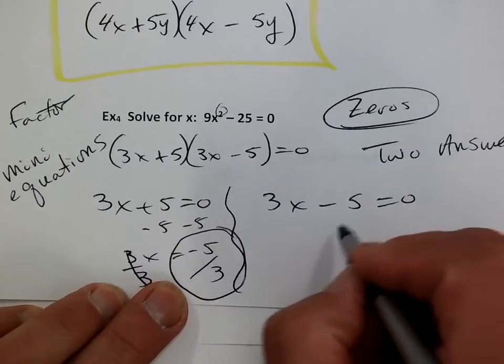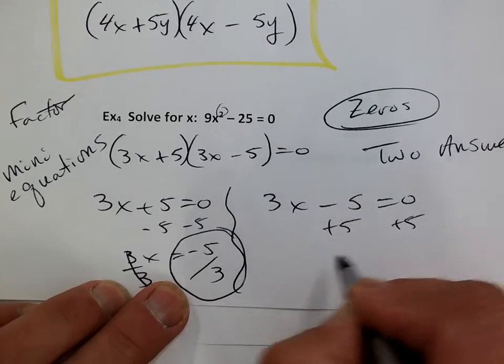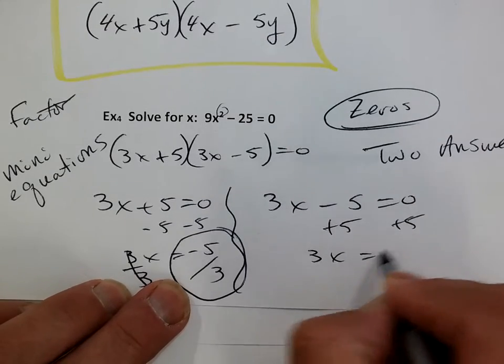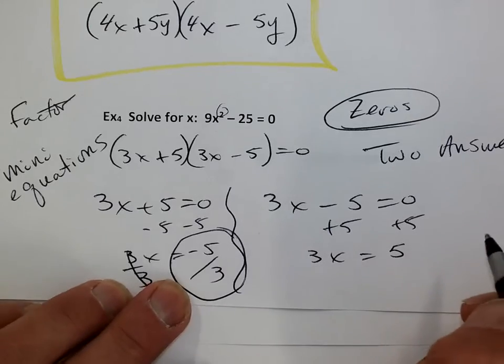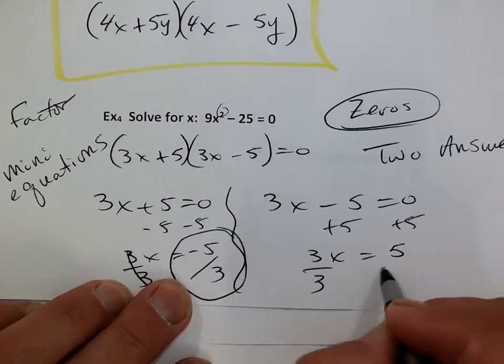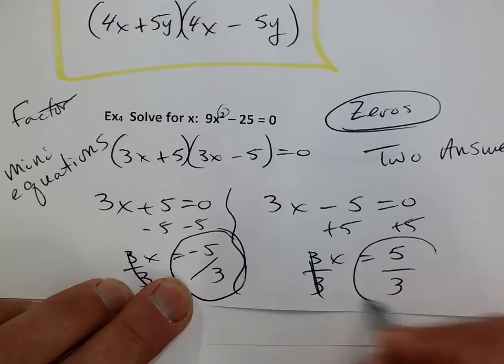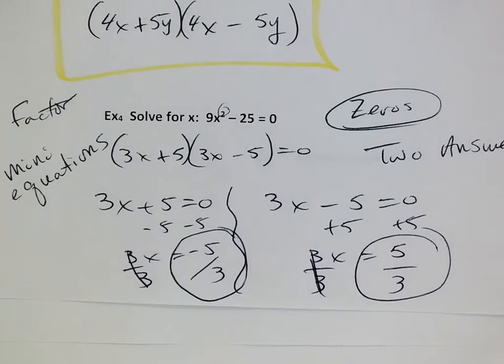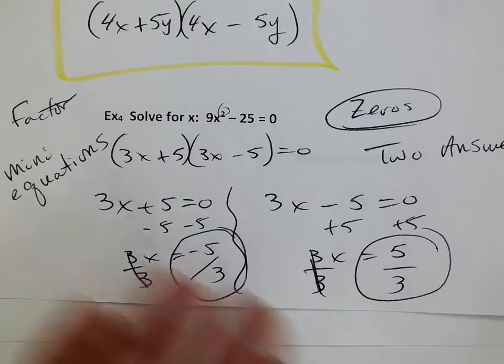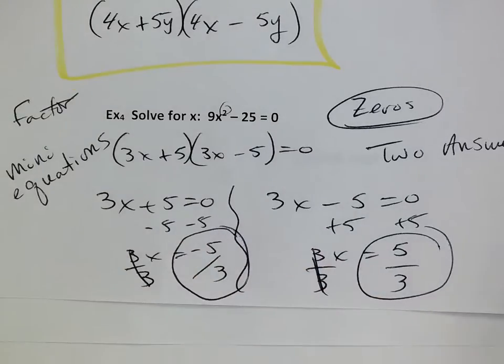We'll do the same thing. We'll go plus 5, plus 5. I get 3x equals positive 5. Divide by 3, divide by 3, and there's my other answer, positive 5/3.